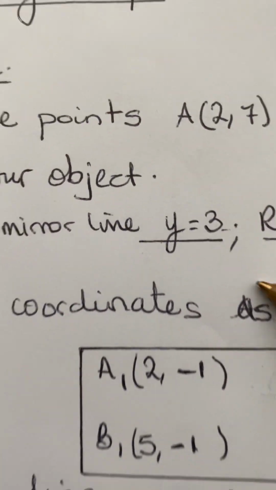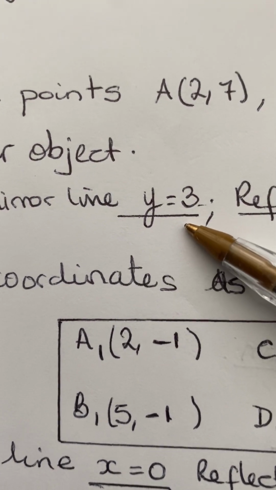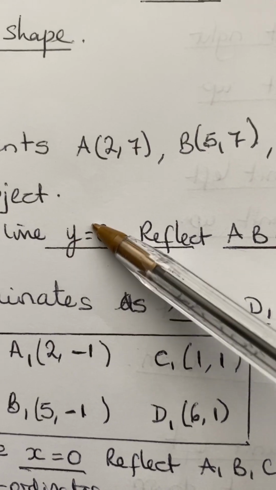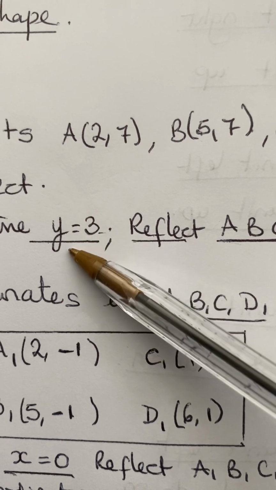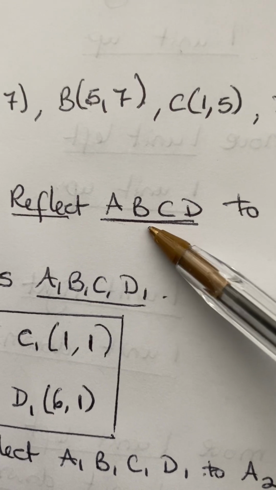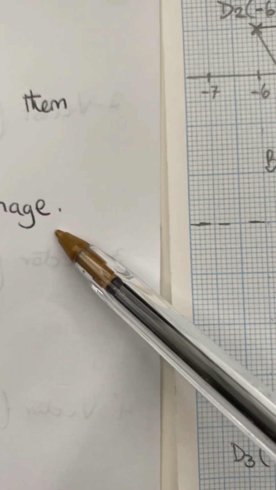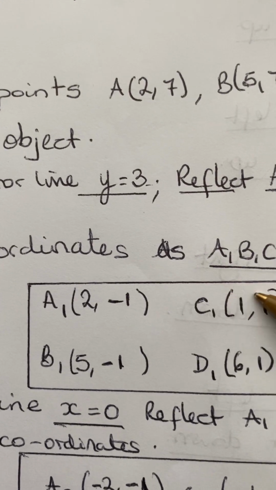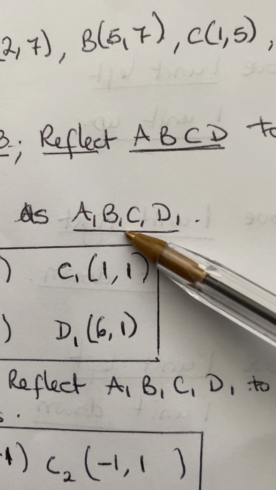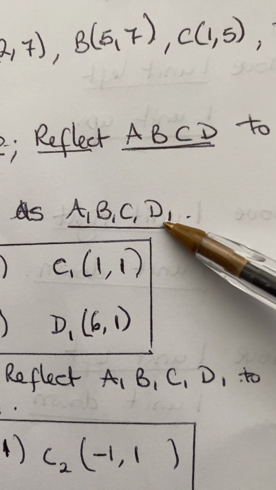Now remember, we are doing reflection. They said, using the mirror line y equals 3, reflect ABCD to create a new image, and list the coordinates as A1, B1, C1, D1.